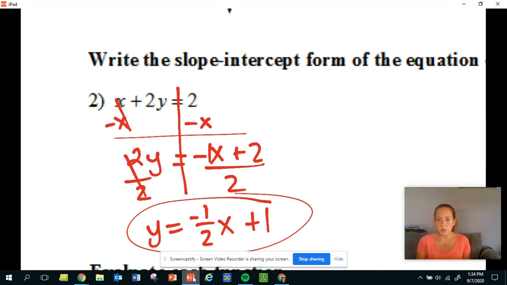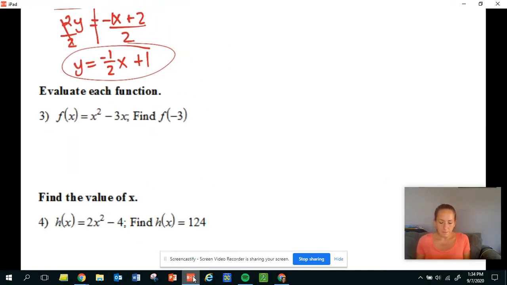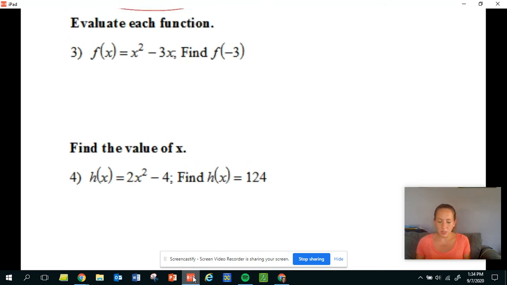So that would be my equation in slope-intercept form, which is much easier to graph than standard form. But in standard form, it's easier to pull the intercepts out. Anyway. Okay, this is review from the beginning half of the week.